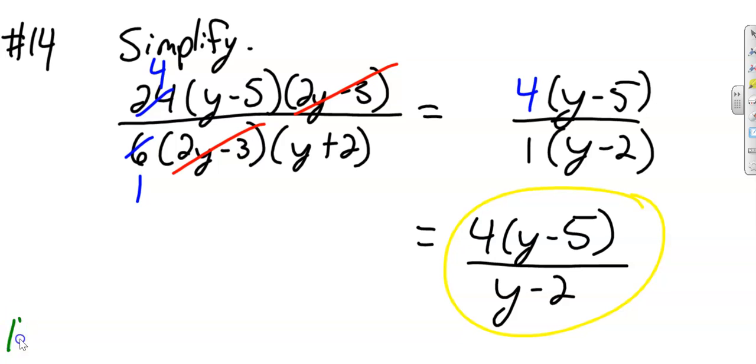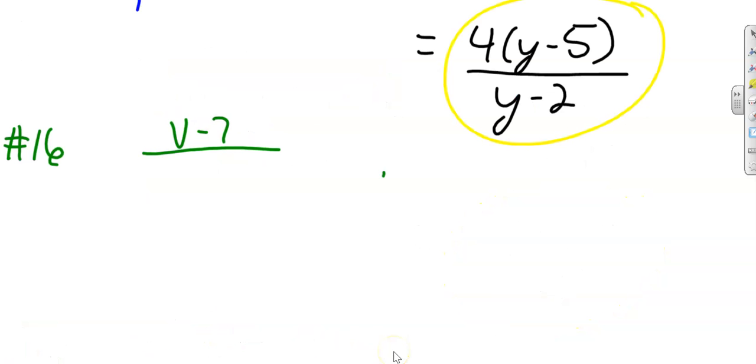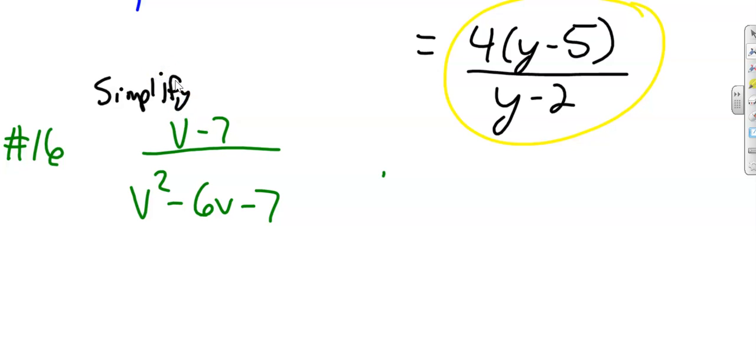All right, 16. Same directions, just a different question. And it's kind of like the 13 and 14 above this one. The big difference on this one is that everything is not factored out for you, so you've got to go back in and factor this one. Okay, and every time that they say simplify, you pretty much need to think, okay, what I've got to do is factor first and then cancel.